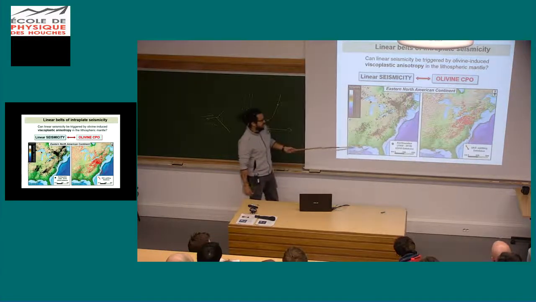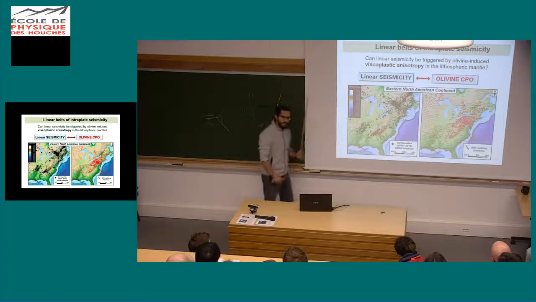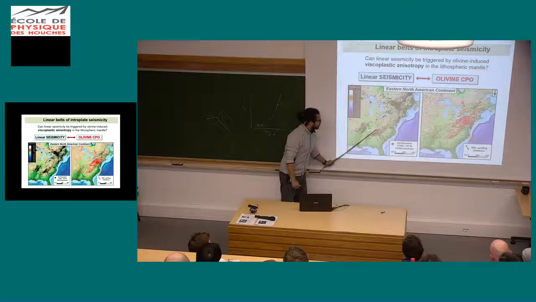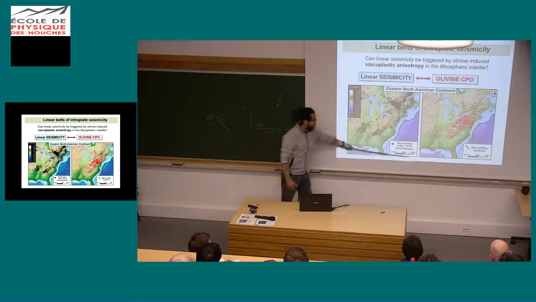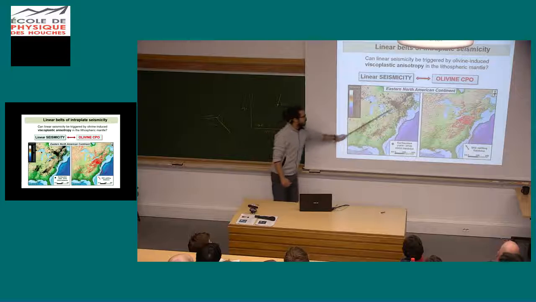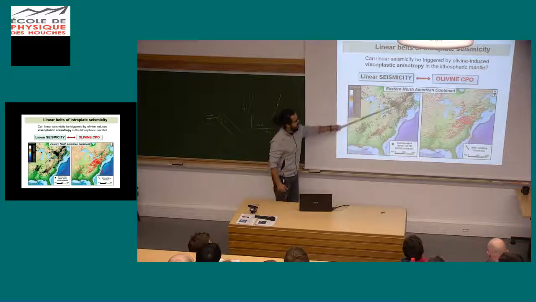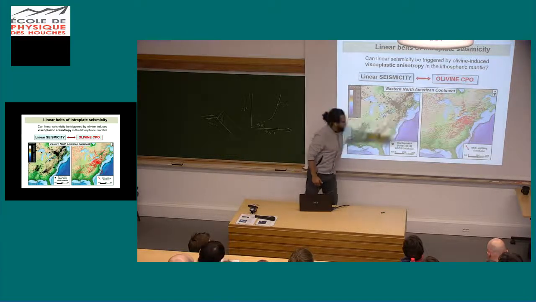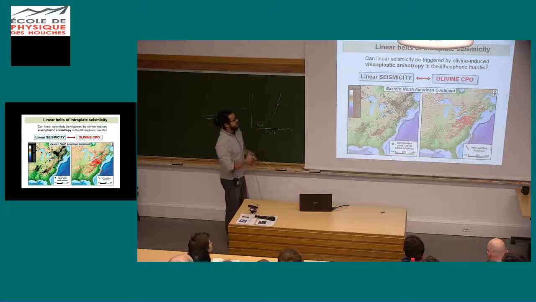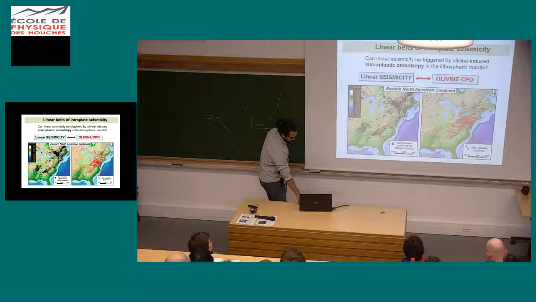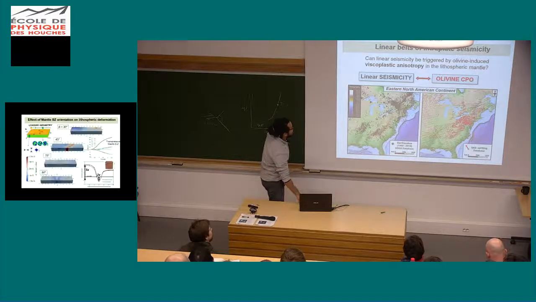And when we look at the intraplate seismicity in the region, we have quite nicely correlated trends. We have seismicity at a huge scale, about 500 to 1,000 kilometers long, occurring in a linear feature. And here, for example, is an interesting aspect: this is where our texture in the mantle turns. So the question is, can linear seismicity be triggered by olivine-induced viscoplastic anisotropy in the upper mantle? That's the question that we will investigate in my second paper.